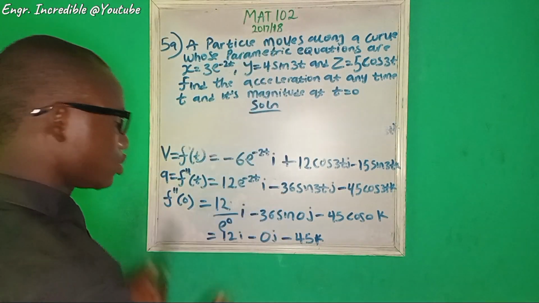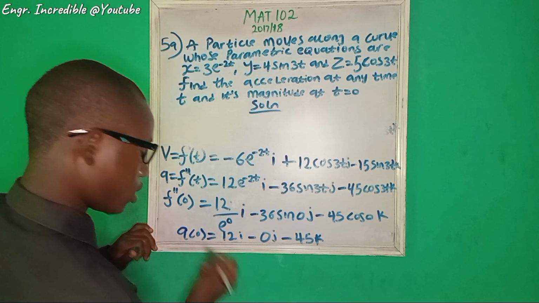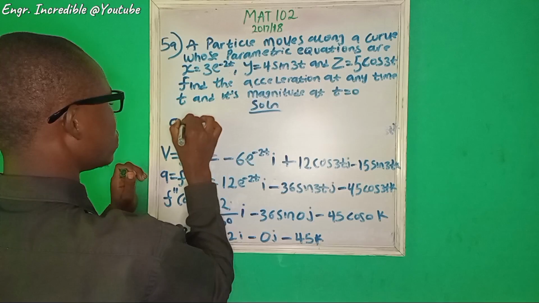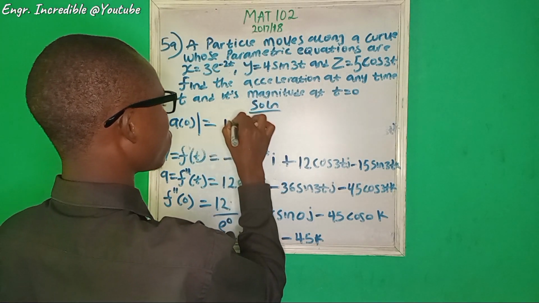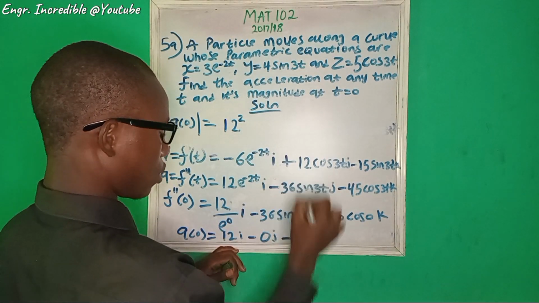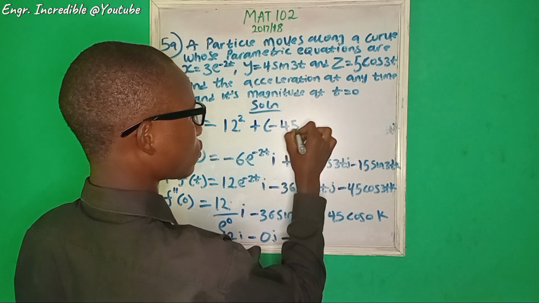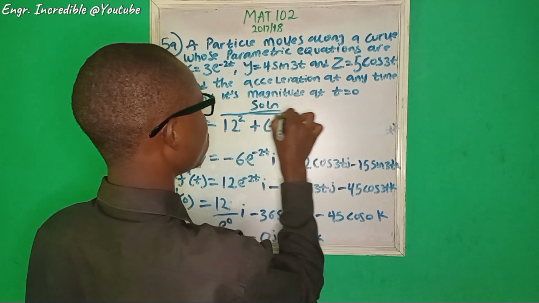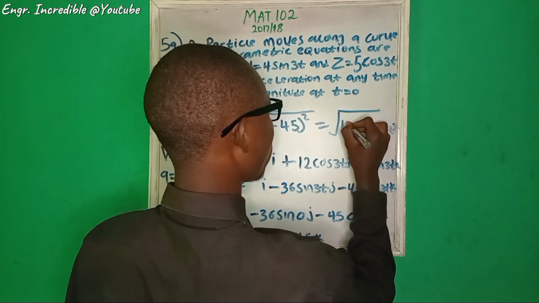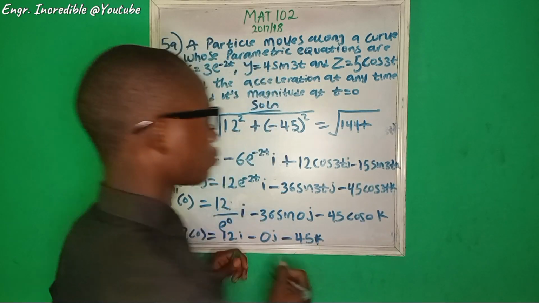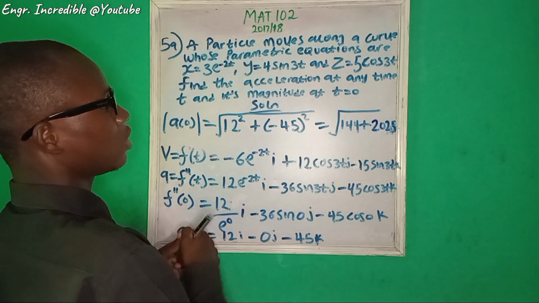They told us to find the magnitude. That is the magnitude of A at 0. So the magnitude of A at 0 would be equal to 12 squared, 0 squared is out, plus minus 45 squared. Then we look for the square root. So this here will give us the square root of 144 plus 2025.